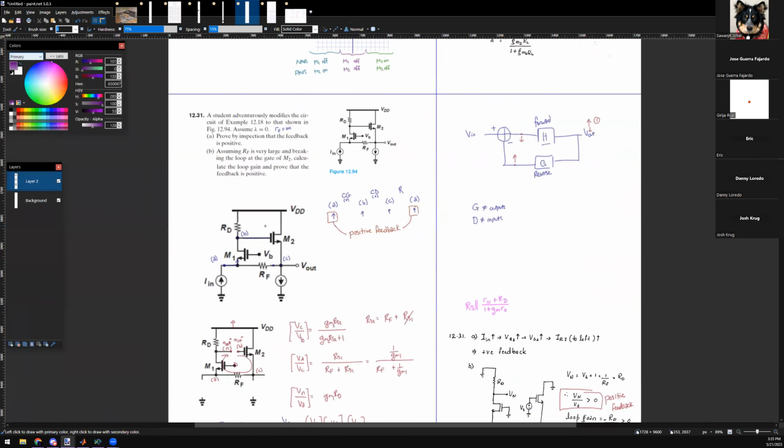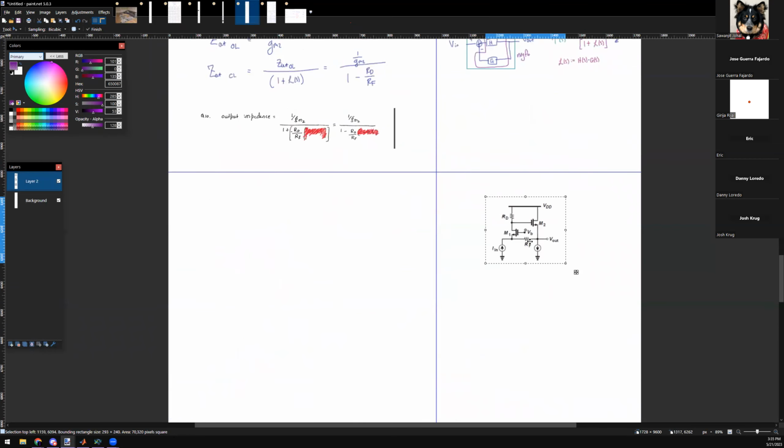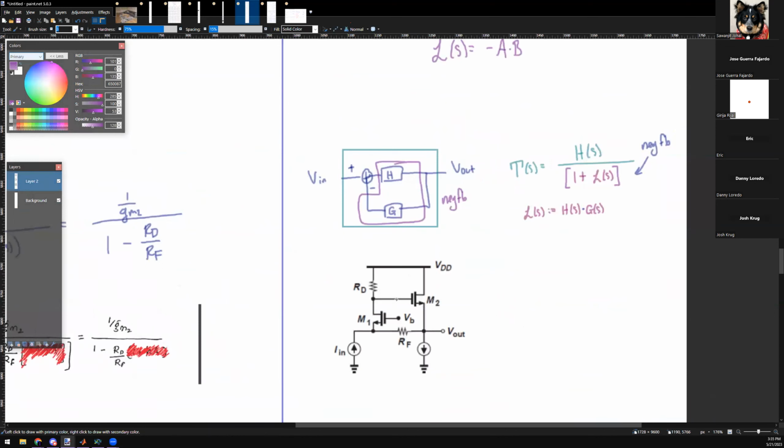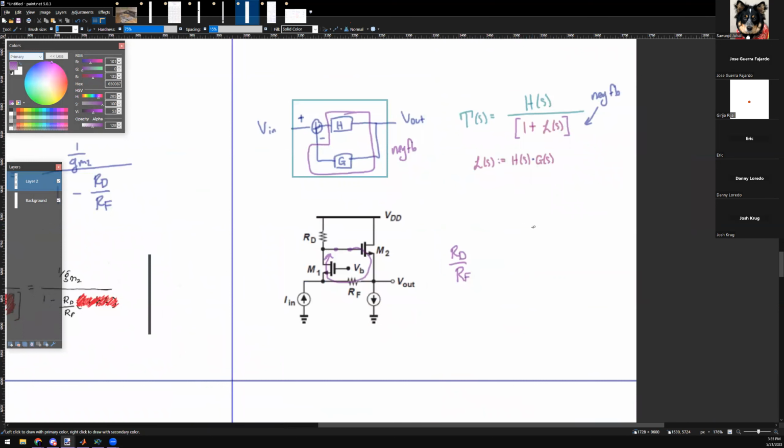Okay, so now let's say I take this circuit, and I solve this circuit. I break the loop here and I solve it wrapped around, and I get RF over RD over RF, right? And I know it's positive feedback, right? So what I have shown so far is that I have something like this, where this is maybe RD, this is like 1 over RF, but it's positive feedback. Correct.